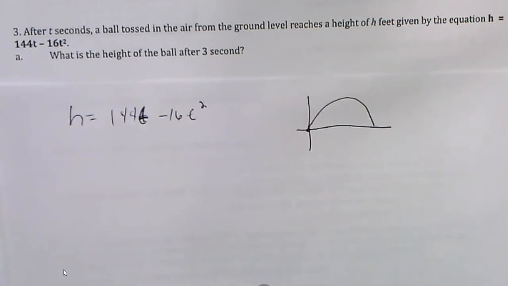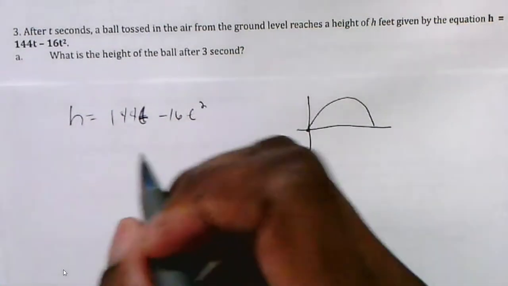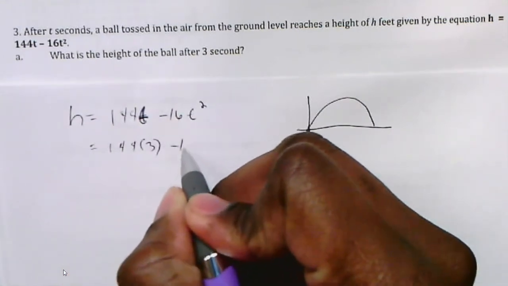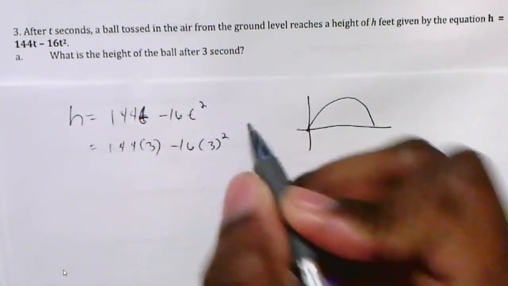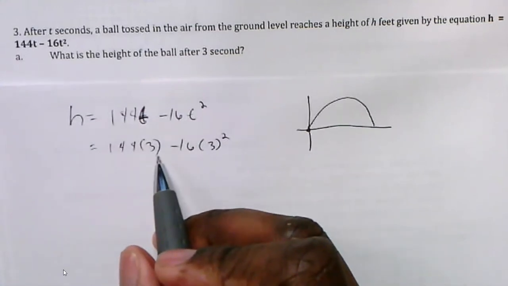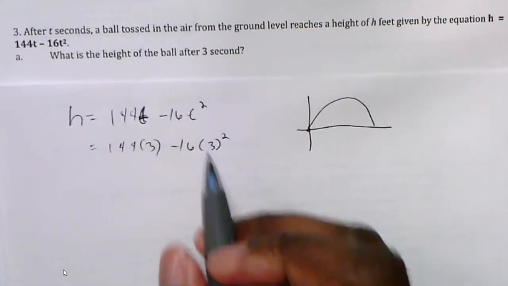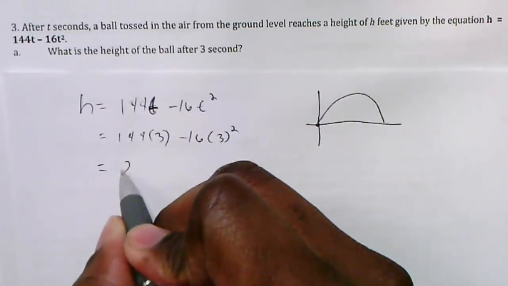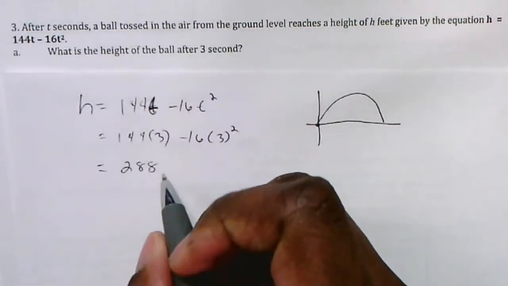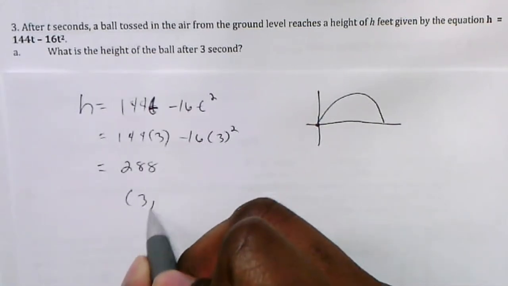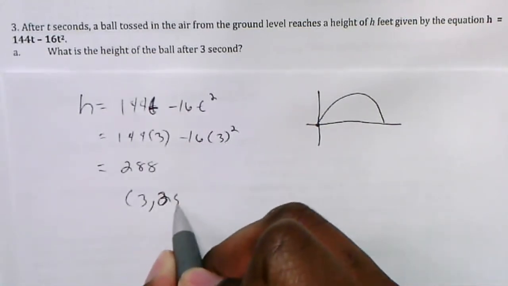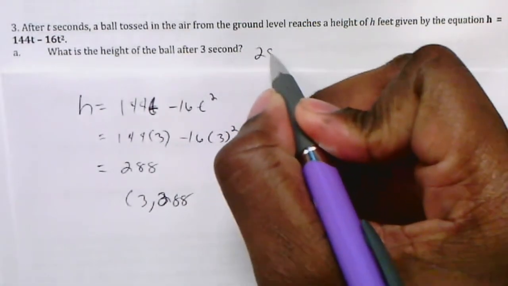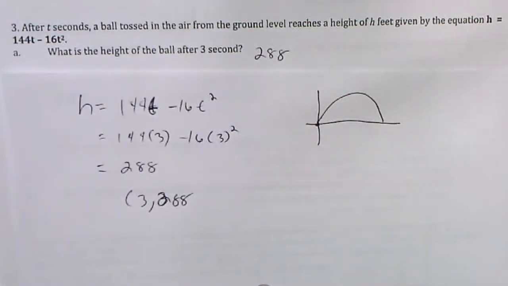It says what is the height of the ball at 3 seconds? The best way to find that is plug in 3 for t. So you plug in 3 for t, you get 144 times 3, subtract 16 times 3 squared. That output is, so at 3 seconds, the output is 288. So at 3 seconds, the height is 288 feet.